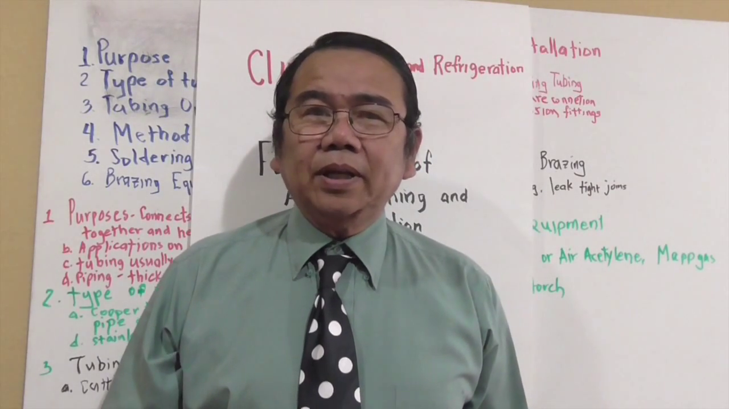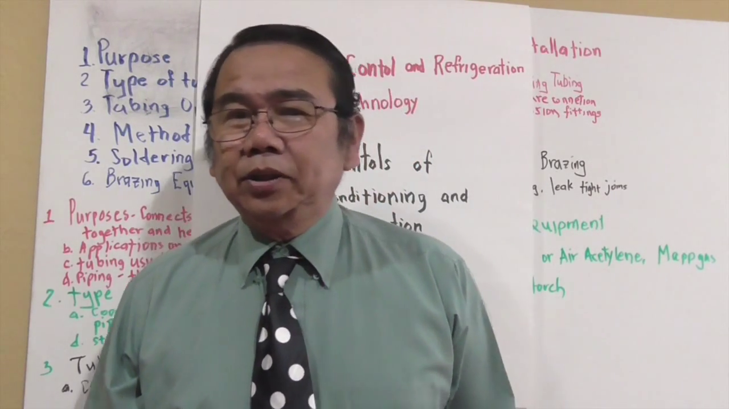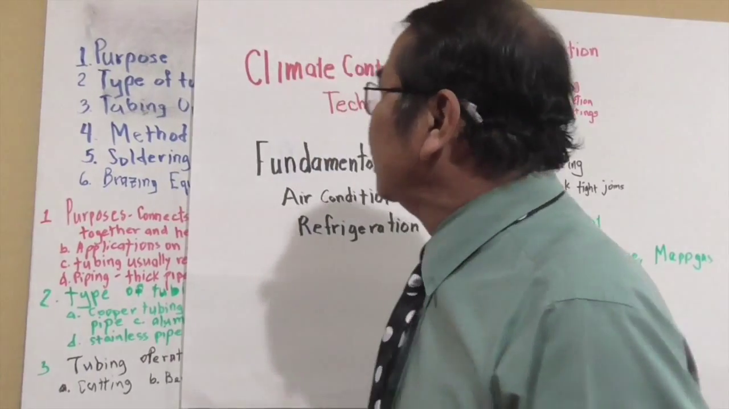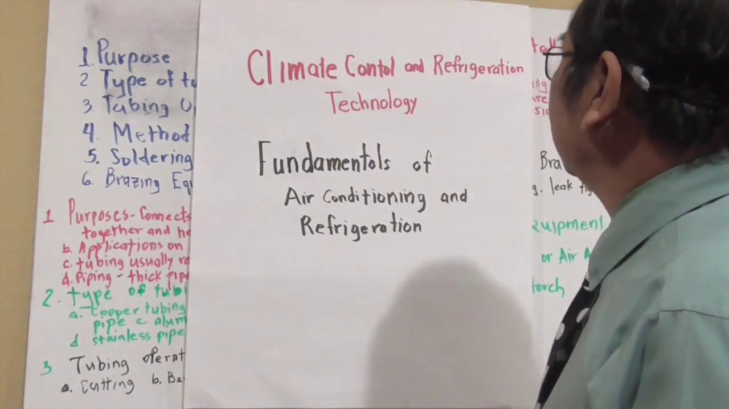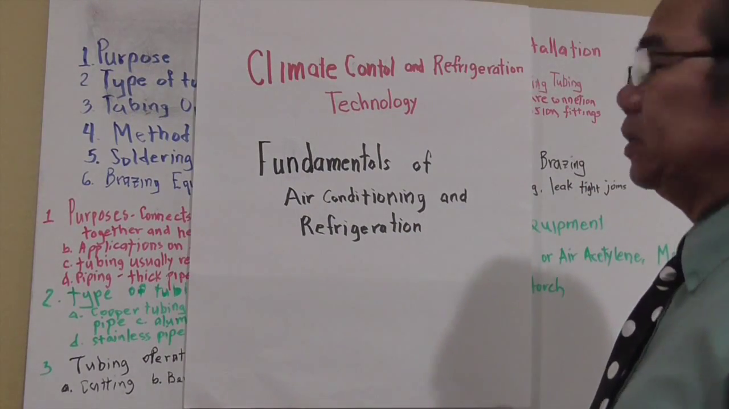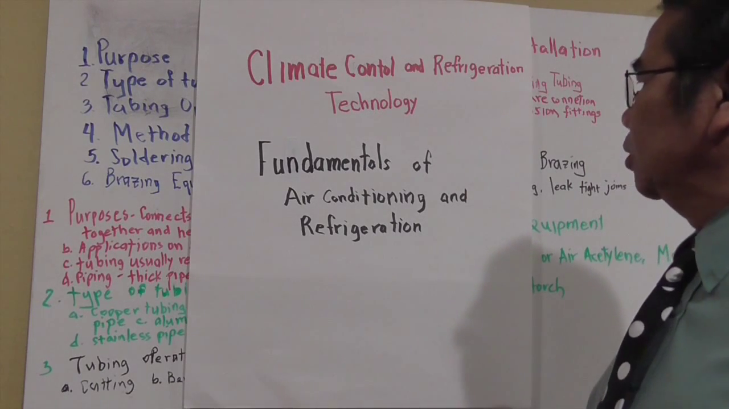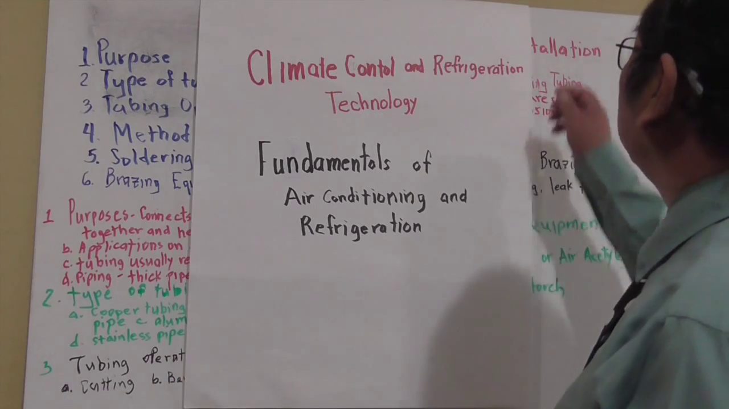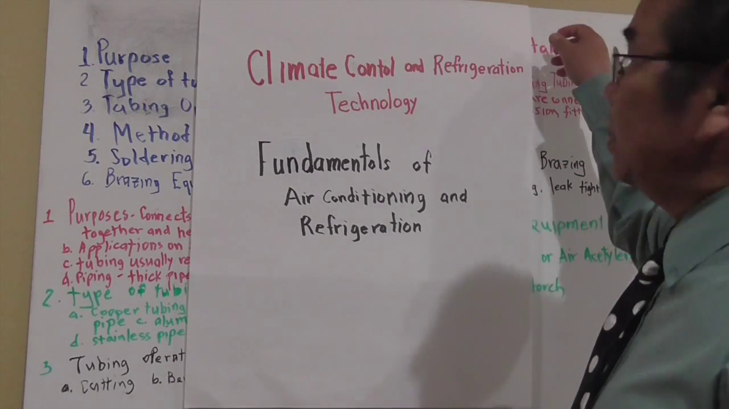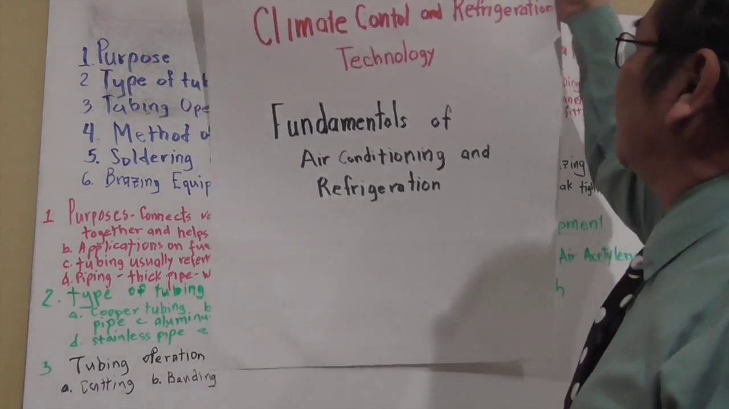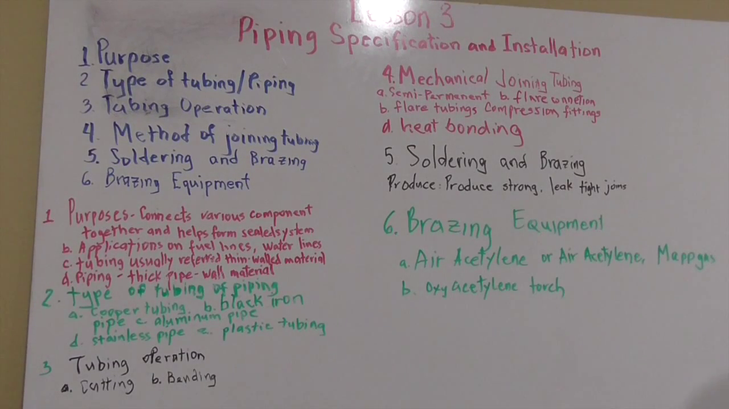I'm here again today to give you a lecture on lesson number 3 of the Climate Control Refrigeration Technology, a series of fundamentals of air conditioning and refrigeration. We will be talking about lesson number 3. The topic of lesson number 3 is piping specification and installation.